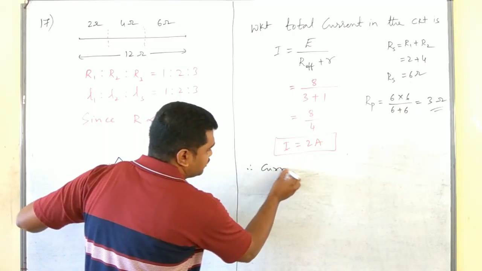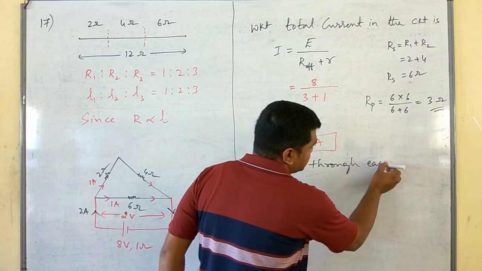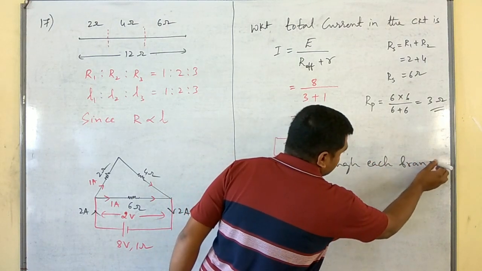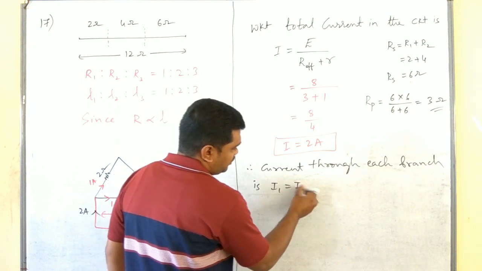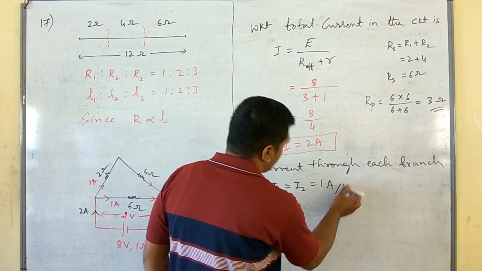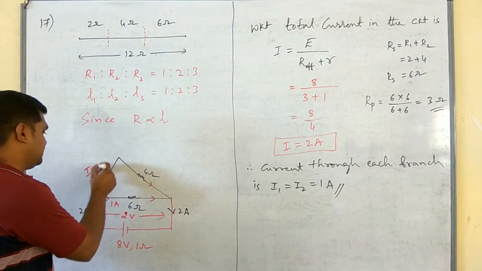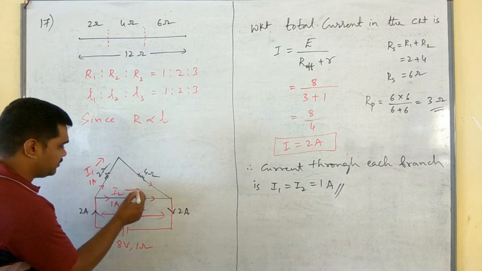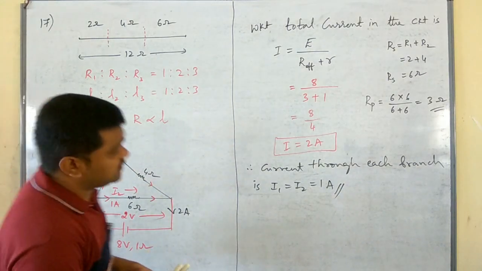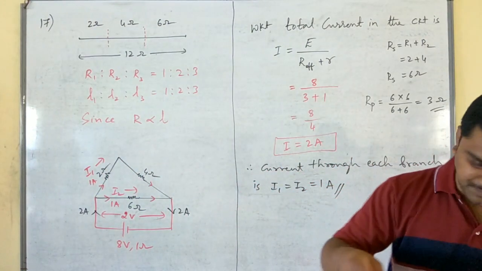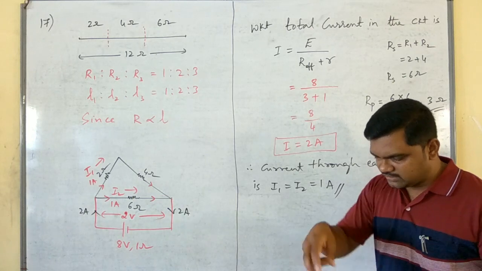Therefore, current through each branch is I1 is equal to I2 is equal to 1 ampere. If you take this as I1 and this as I2, then both will be same. Next, let's move to the 18th one.